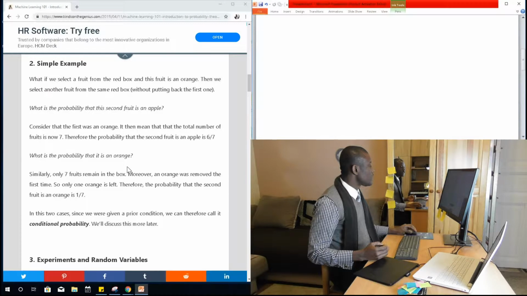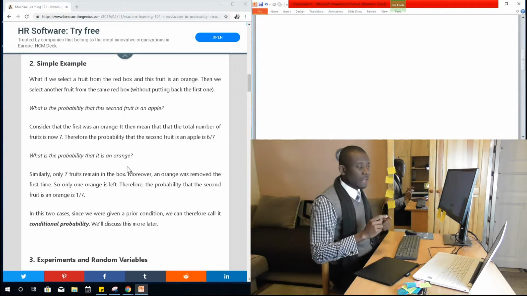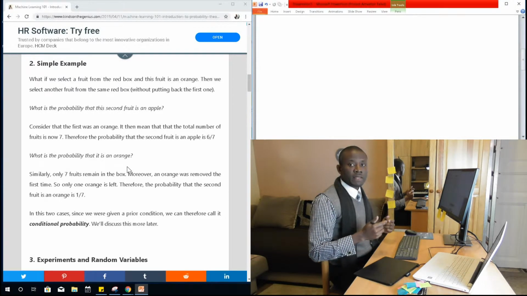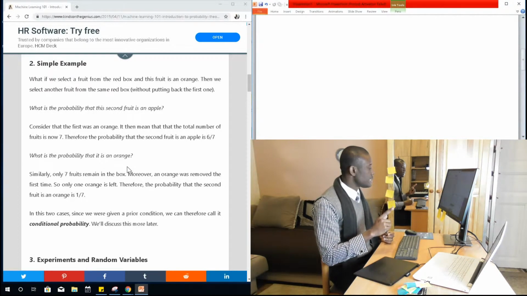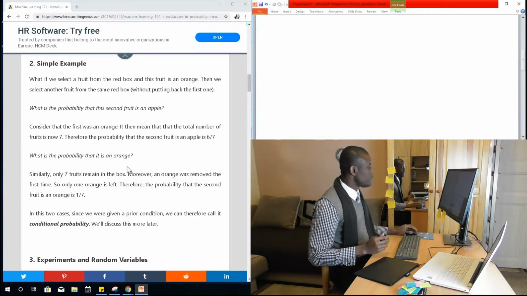And the same thing goes for the orange. What is the probability that the second fruit is an orange? If the first one is an orange, then the total number of fruits left is now 7, and only 1 orange is left. And so the probability that the second fruit is an orange will be 1 over 7.